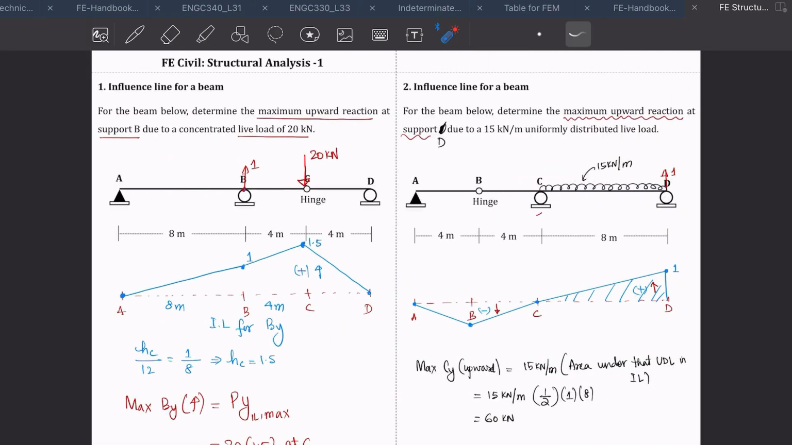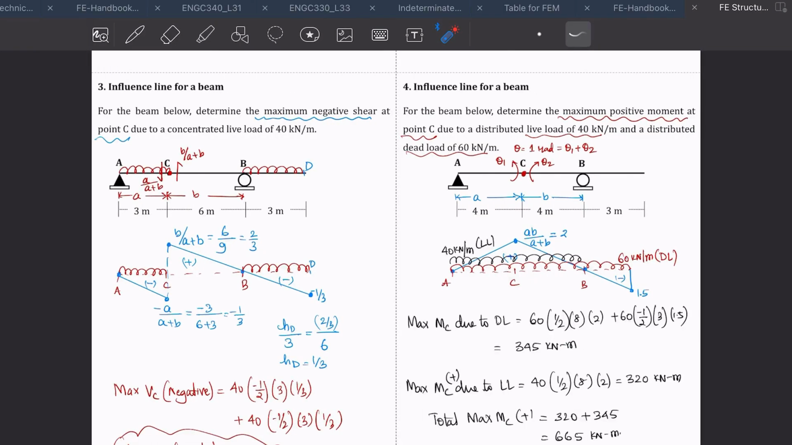So I've covered how to do the reaction support, what to do with the unit load or concentrated load, what to do with the UDL, then what to do for shear and for UDL, and then what to do for a moment if you have dead load and live load. Okay, so those are the concepts that are required for the influence line for a beam. And you can see that for any question they ask, as long as you are clear with how to use the Müller-Breslau principle and how to use the load from your influence line diagram, you should be fine.